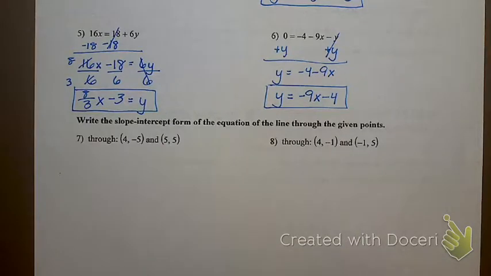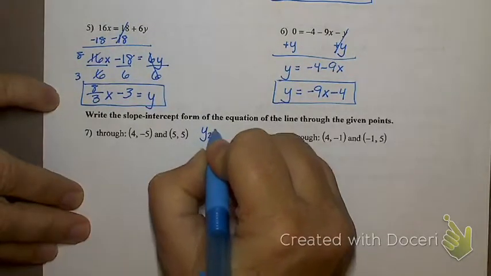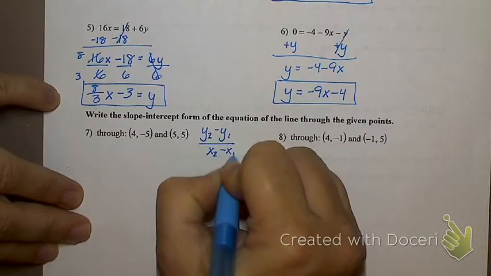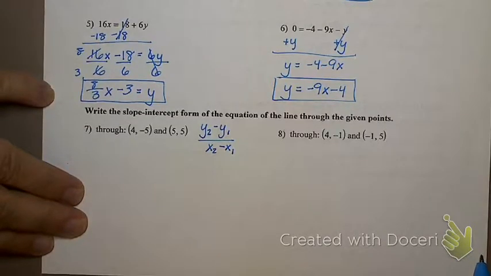Last two problems. Write the slope-intercept form of the equation of the line through the given points. Now, we've done this. We took both of these and did that y2 minus y1 over x2 minus x1 thing. I had people looking at me like they had no idea what I was talking about when they were doing the quiz.